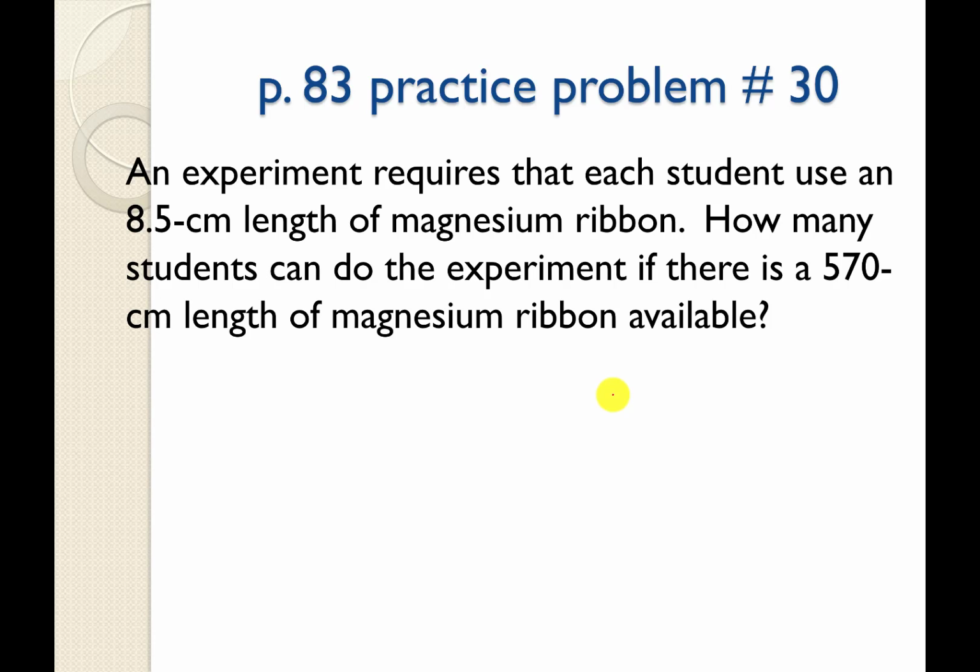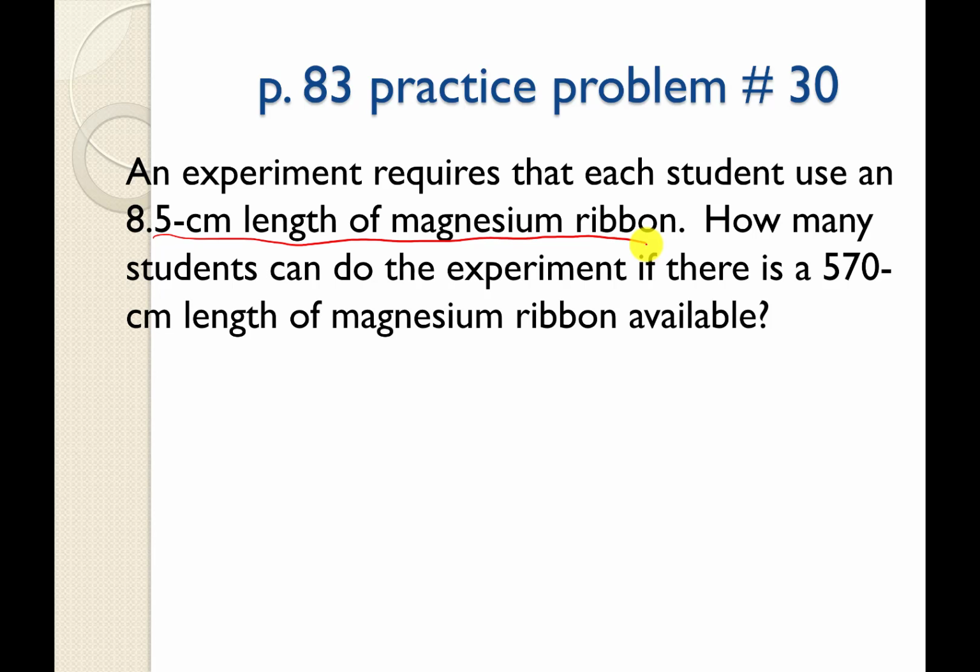Okay, hopefully you nailed this problem. Whether you did or not, we'll go through it really quickly. Let's see here. An experiment requires that each student use an 8.5 centimeter length of magnesium ribbon. How many students can do the experiment if there is a 570 centimeter length of magnesium ribbon available? All right, now this is a little bit different. It's not the traditional straightforward conversion factors that we normally use. Instead, you kind of have to create a conversion factor on the fly, okay?